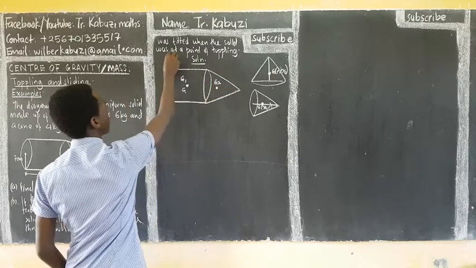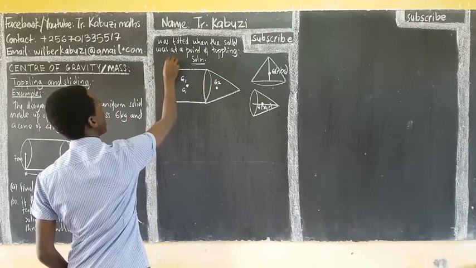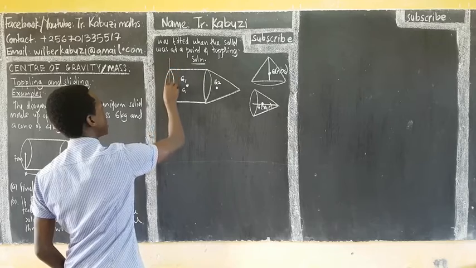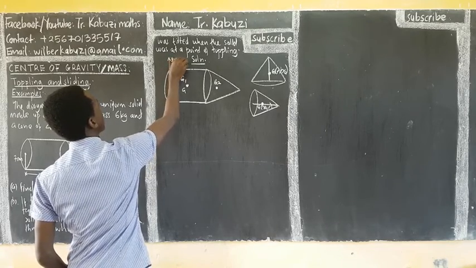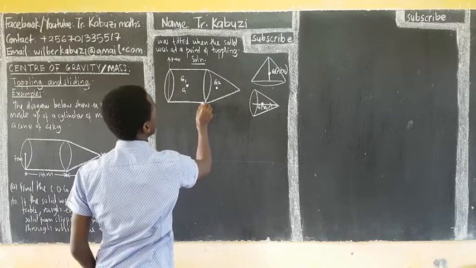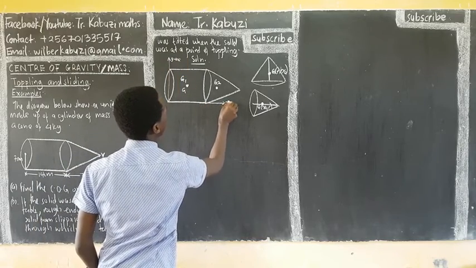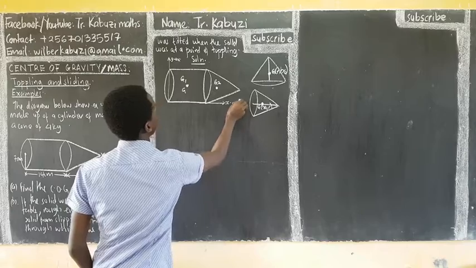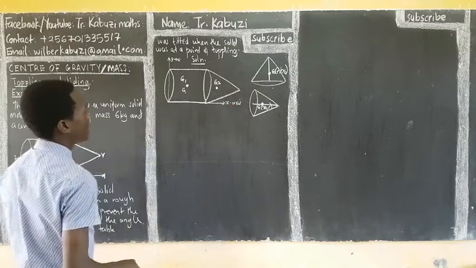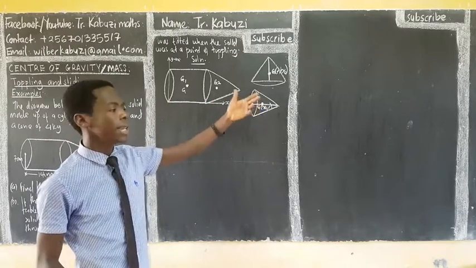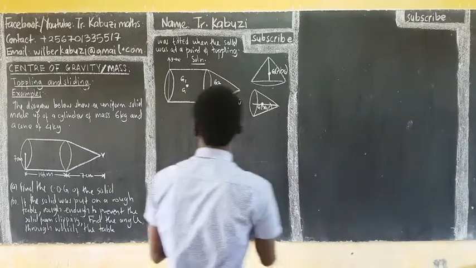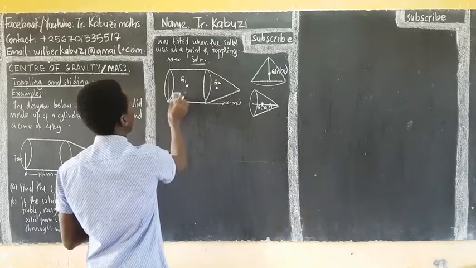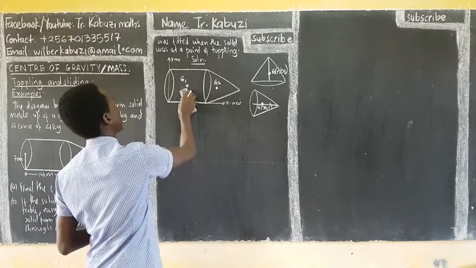But now I'm going to determine them using this as my axis. So I'm going to call this my y-axis, and I'm going to call this my x-axis. So that's how I'm going to determine them. Or you can use the line of symmetry to determine them. That is also okay.